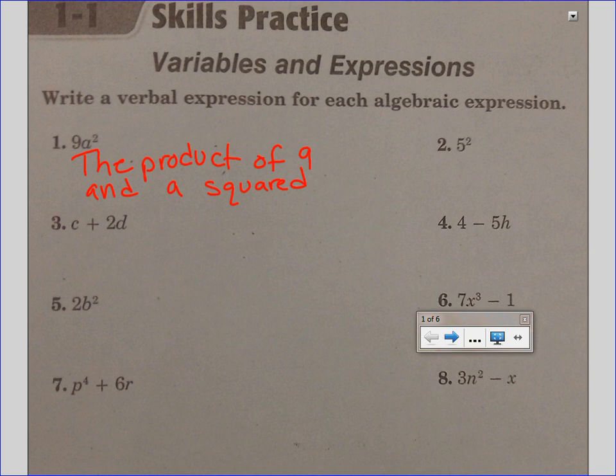So if we move on to number 2, we have 5 to the second power, which, if we remember, the second power is a special one in math, and we call that squared. So this is simply 5 squared.